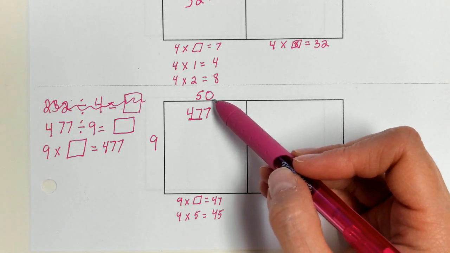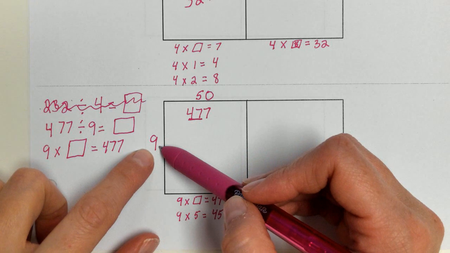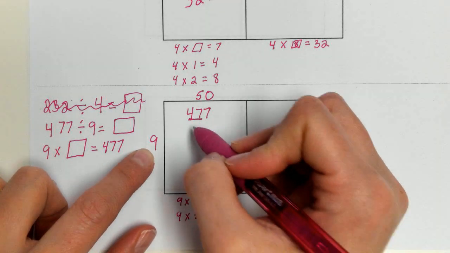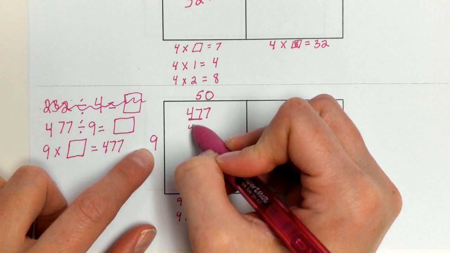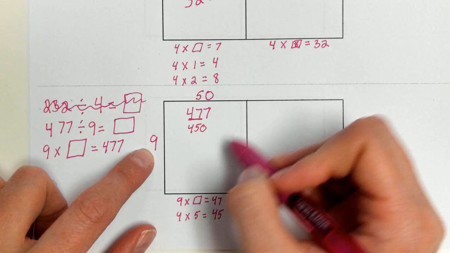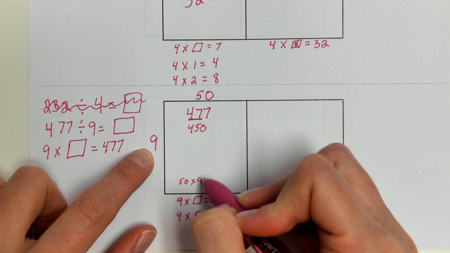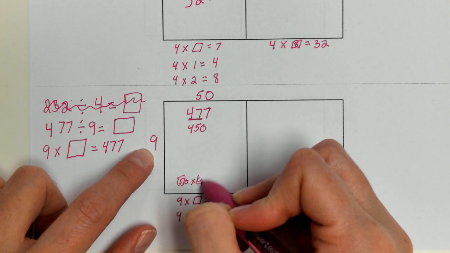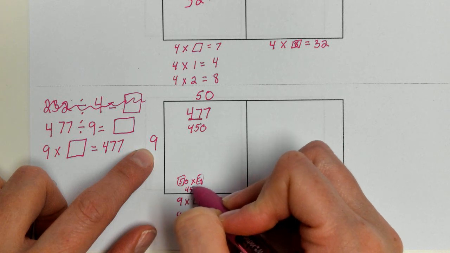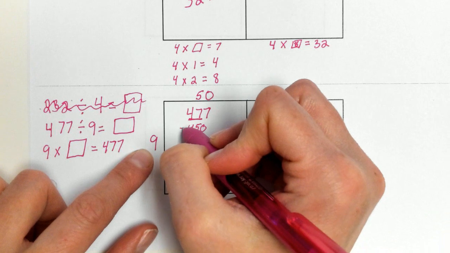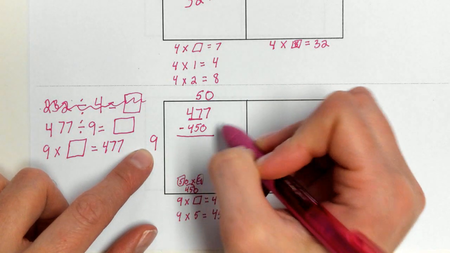I have to multiply my 50 times 9. What is 50 times 9? 450. And I know this because I would multiply the 9 times 5, which is 45, and I would bring my 0 down. Okay, so now I need to subtract.